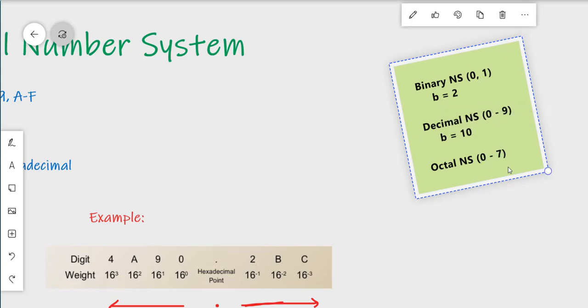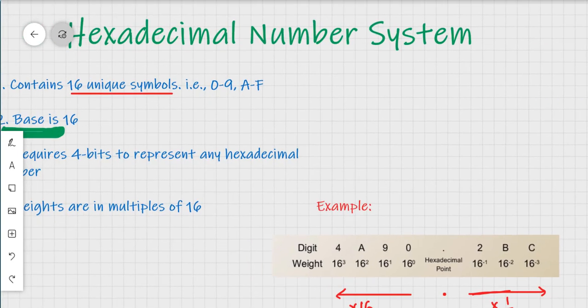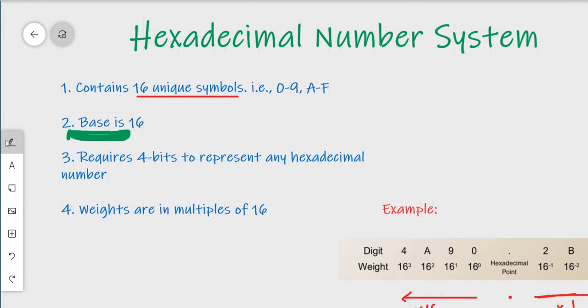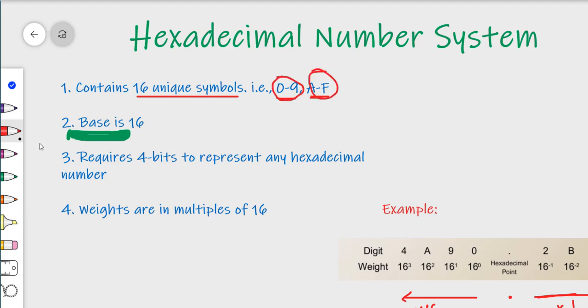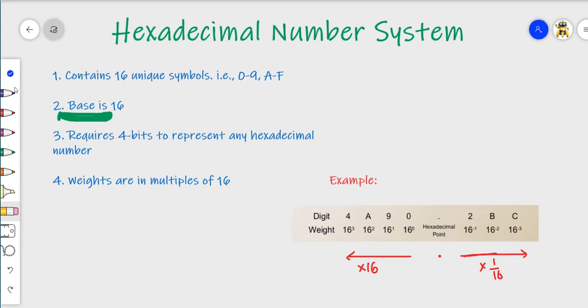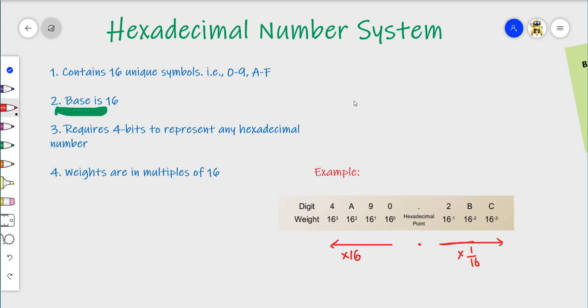But the hexadecimal number system contains 16 symbols, which are a combination of numbers as well as characters. That is 0 to 9 and A to F. 0 to 9 is 10, A to F is 6. So the hexadecimal number system contains 16 symbols, which are a combination of both numbers and alphabets or characters. That is 0 to F, that is 0 to 9 and A to F.